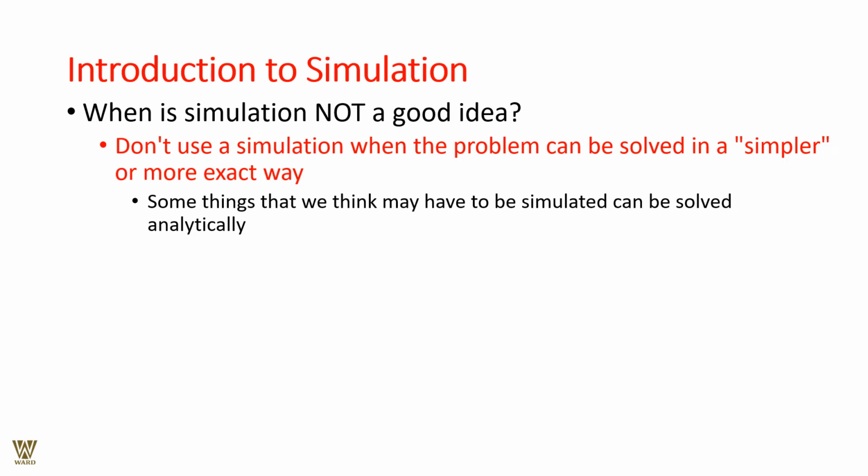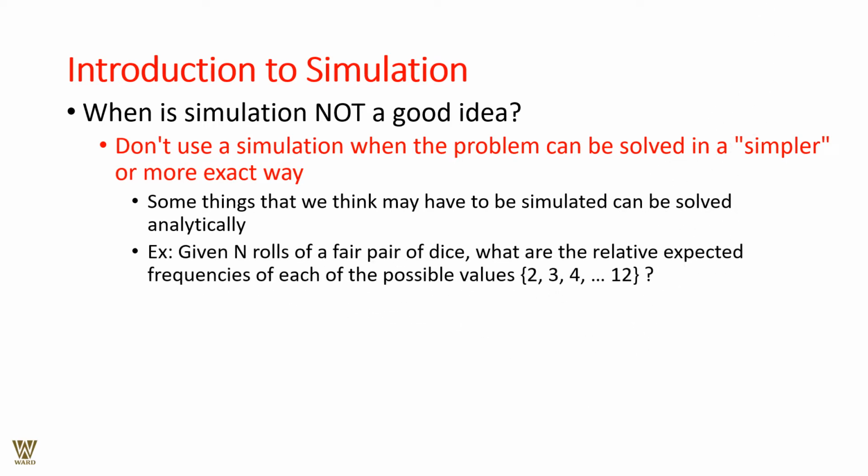Don't use simulation when the problem can be solved in a simpler and more exact fashion. Some things that we think might be simulated can be solved analytically as such. Let's say, giving an example, n rolls of a fair pair of dice. Absolutely, a die has six sides, right? We are expecting the frequency of each possible outcome. Now it is a pair of dice. Remember, just two dice.